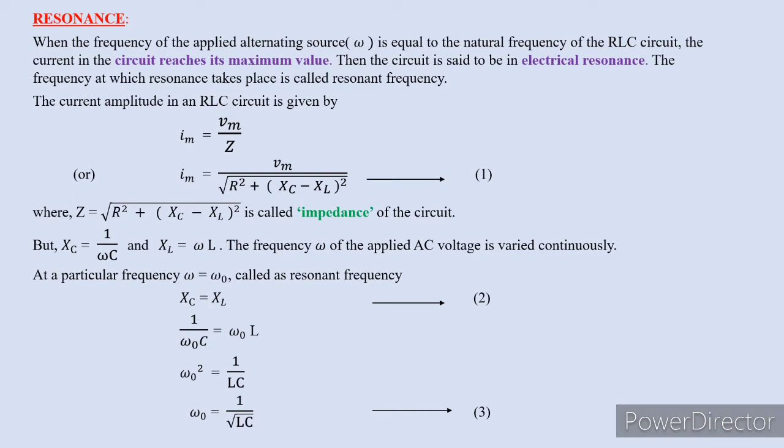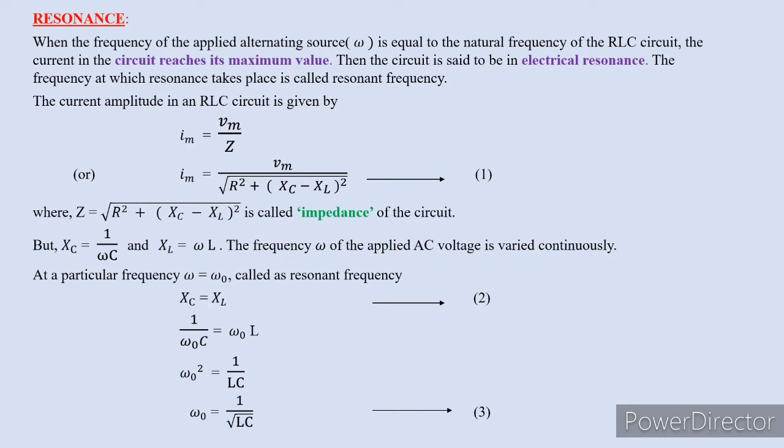The current amplitude in the RLC circuit is given by Im equal to Vm by Z, where Z is the impedance, or Im equal to Vm divided by square root of R square plus (Xc minus XL) the whole square. This is equation 1, where Z equal to square root of R square plus (Xc minus XL) the whole square is called the impedance of the circuit. But Xc is equal to 1 by omega C and XL equal to omega L.